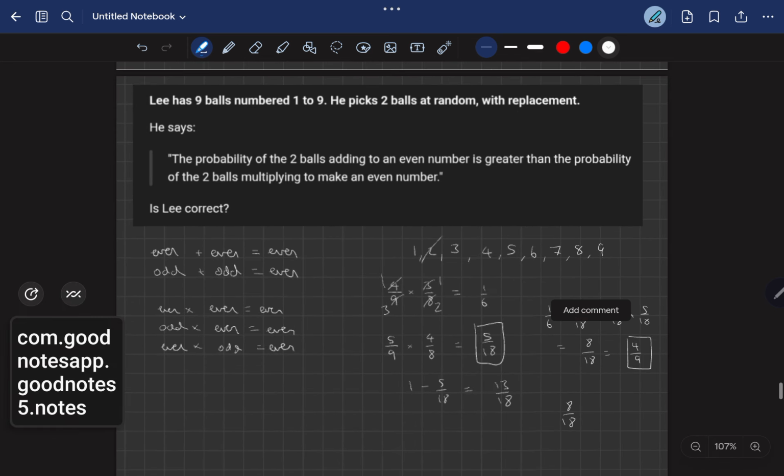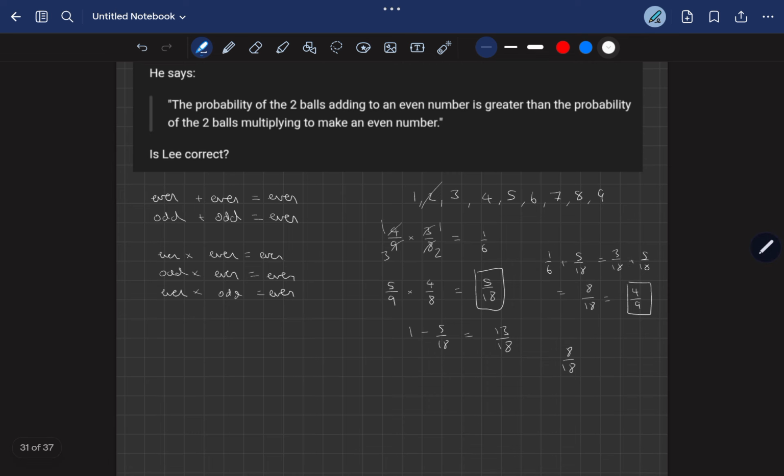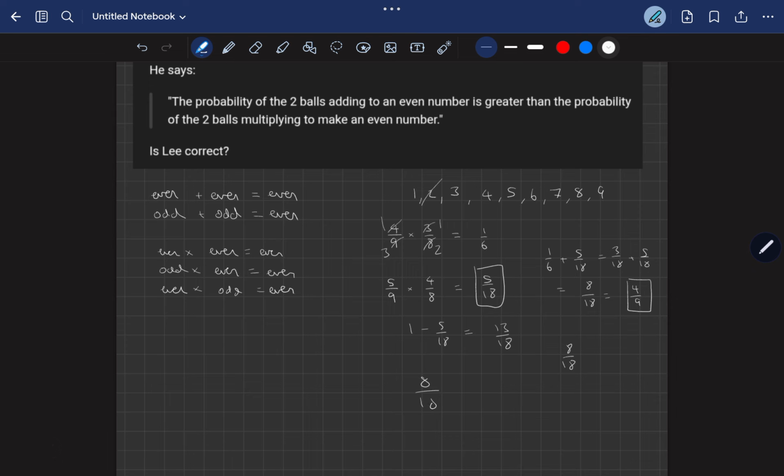So therefore, the two balls adding to an even number has a less probability than the two balls multiplying to an even number, because 8 over 18 is less than 13 over 18.